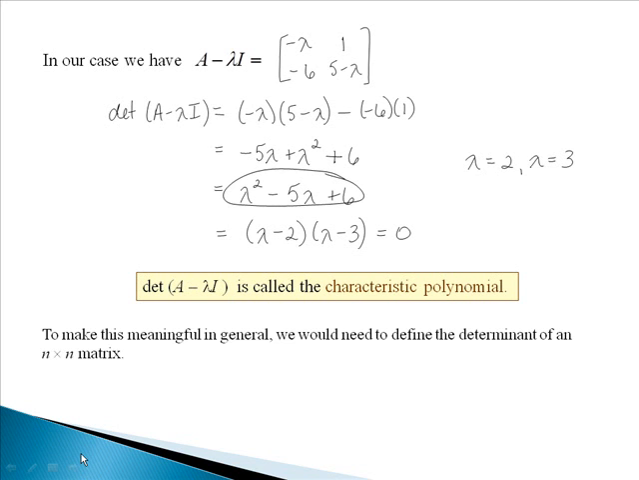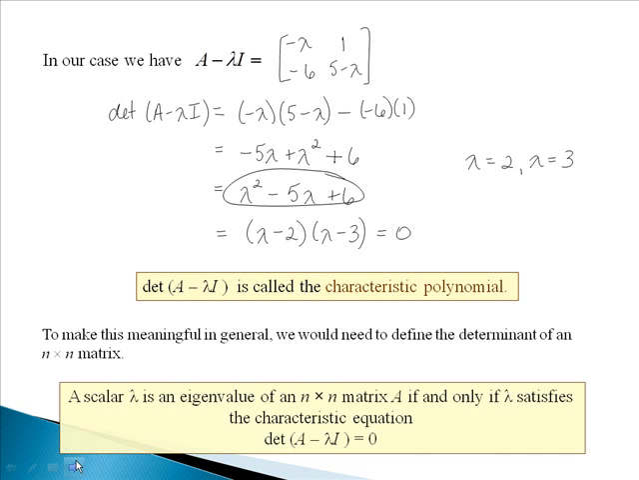To make this meaningful in general, we would need to define the determinant of any n by n matrix. So a scalar lambda is an eigenvalue of an n by n matrix A if and only if lambda satisfies the characteristic equation, when we take the determinant of A minus lambda I and it is equal to 0.